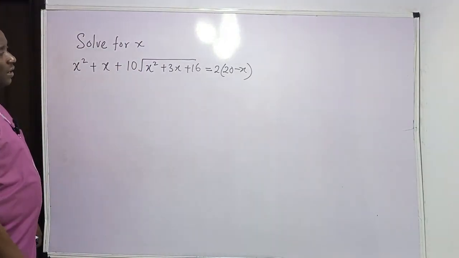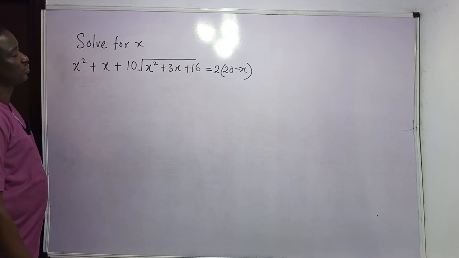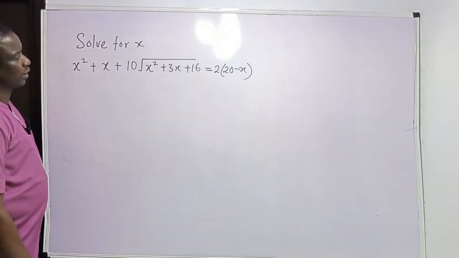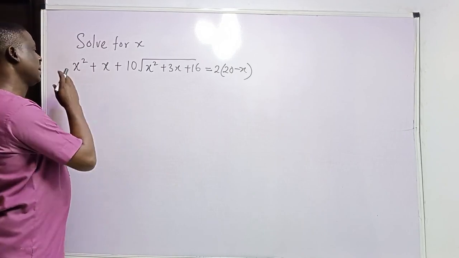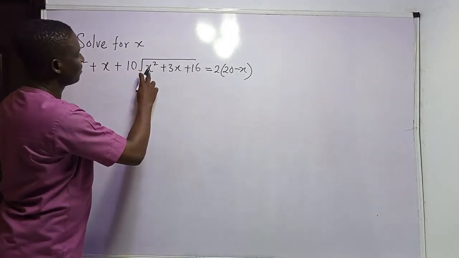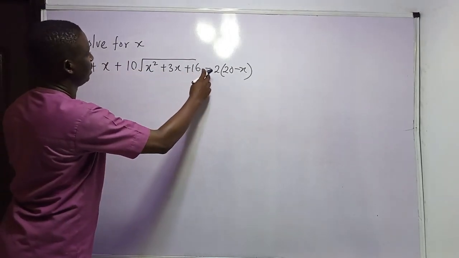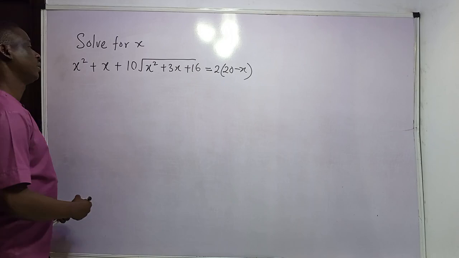This is more or less looking like a quadratic, it's looking like complex equations, but we'll see what we can do about it. Now let's go for this question. It says x squared plus x plus 10 square root of x squared plus 3x plus 16 equal to 2 into bracket 20 minus x.